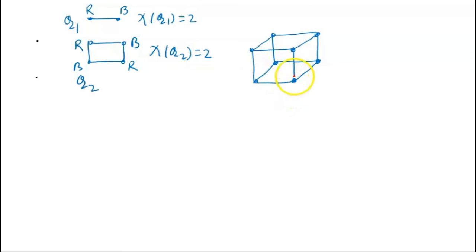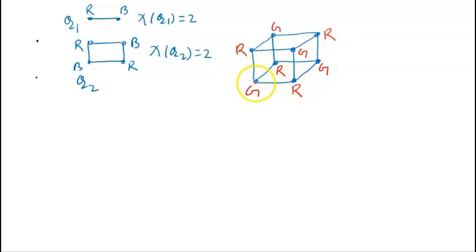Now if I look at the 8 vertices here, there are 8 vertices in this. So if I assign red color to this, I can assign green color to this, I can assign red color to this, I can assign green color to this, I can assign a green color to this, I can assign a red color to this, I can assign green color to this, I can assign red color to this. And you see that none of the two adjacent vertices have got the same color.